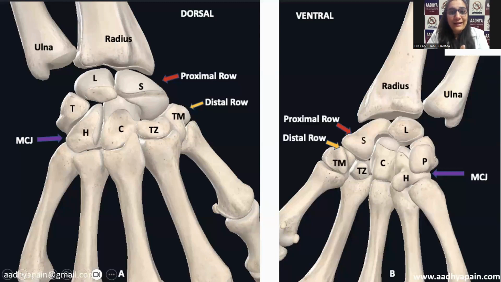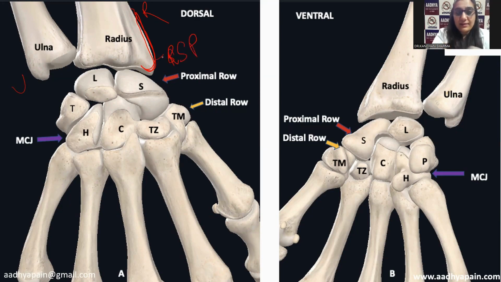So when you look at the dorsal distal end of the radius, this is the radial side and that is the ulnar side. When you are looking at the distal end of the radius, you're going to have a projection downwards. This we call the radial styloid process. And from the radial styloid process, if you are moving towards the ulnar side, you're going to have a bumpy thing, and we call it Lister tubercle.